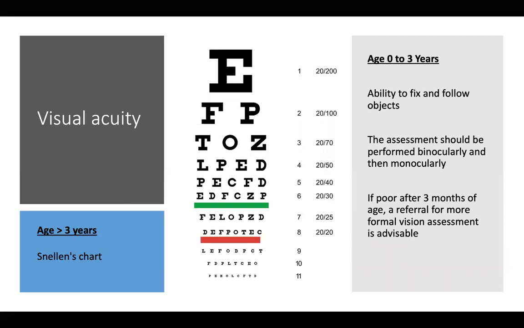Visual acuity is determined in children older than 3 by using a Snellen chart. Remember to write the actual value to allow for future comparisons. In younger children, visual acuity is determined by their ability to fix and follow. In other words, can each eye fixate on an object, maintain fixation, and then follow the object into various gaze positions. The assessment should be performed binocularly and then monocularly. If fix and follow is poor after 3 months of age, a referral for more formal vision assessment is advisable. It is also worth noting that nystagmus in this age group might be a sign of poor vision.